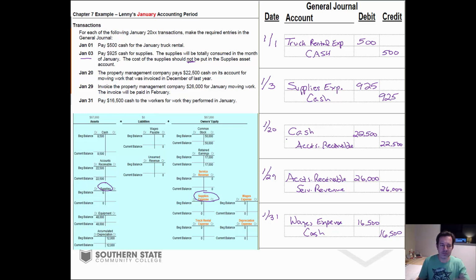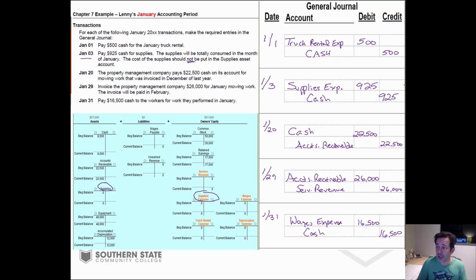The other entries are like we've already practiced before: the collecting of a receivable, the booking of a sale. As I mentioned before, we don't have cost of goods sold or inventory because we don't have inventory. We're selling a service here, service revenue. And then finally, we paid our employees. So all that stuff is review.